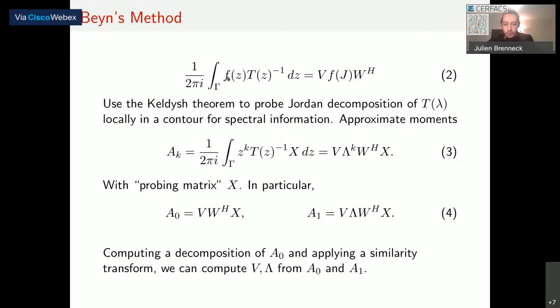And then for this function, we use a monomial basis, and we end up with these moment matrices. The 0th and the first moments are the ones we particularly care about, and there's a simple way of interpreting them. There are different powers of the spectrum. From now I'm going to assume that it's locally diagonalizable, so it's not really a Jordan block, but a diagonal block of eigenvalues. And then in Beyn's method in particular, you take a decomposition of this A0 matrix, and then through some similarity transform, we can compute the eigenstructure, the eigenvalues lambda and the eigenvectors V.